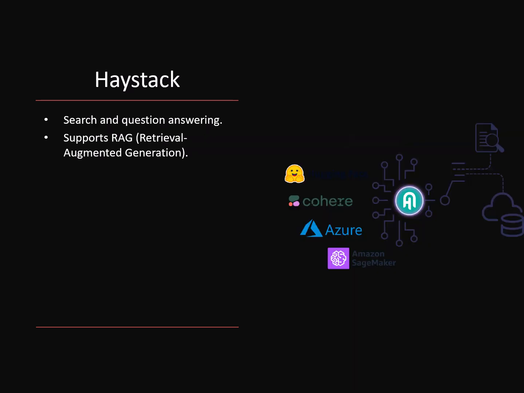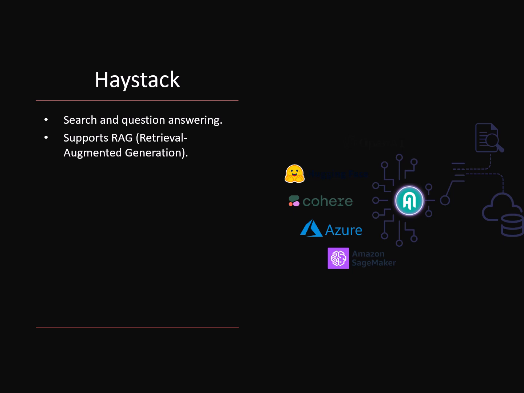Coming to Haystack. This is another important framework I want to speak on. Haystack is very useful for search and question answering. If you observe, the diagram shows a circle in the middle which represents an AI engine or platform. This platform acts like a brain, controlling and connecting everything. There are various AI providers on the left side of the diagram. It can be OpenAI, Hugging Face, Cohere, Azure, Amazon SageMaker. They give the brains or intelligence needed to analyze or generate the data. On the right side, you have data flow, that is, documents and data flowing into the cloud.